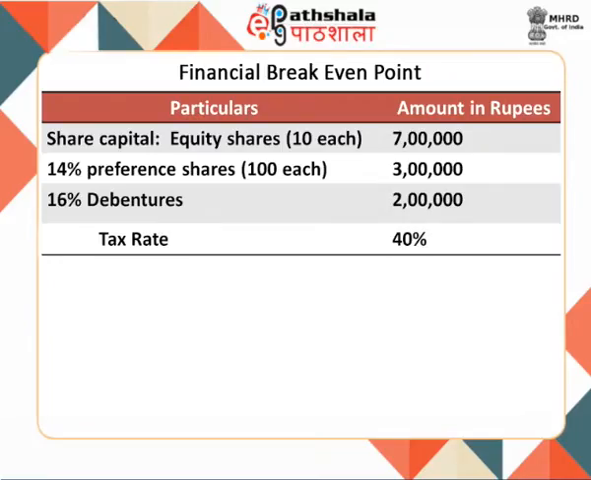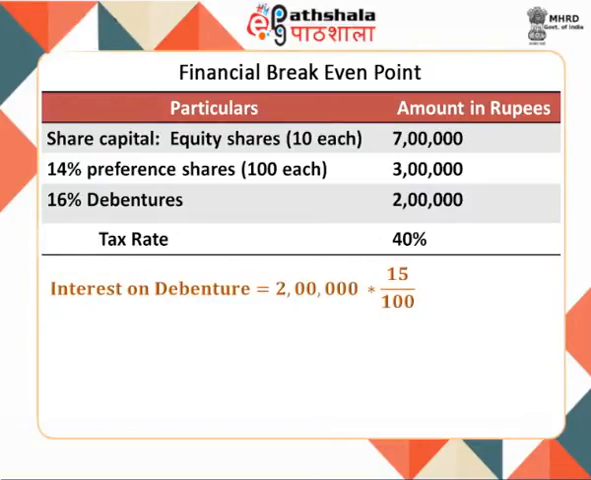Let us consider an example. Suppose the share capital of a firm is in the form of equity shares of rupees 10 each, and the amount of equity shares is rupees 7 lakh. 14% preference shares of rupees 100 each, the amount is rupees 3 lakhs. 16% debentures, the amount is rupees 2 lakhs, and the tax rate is 40%.